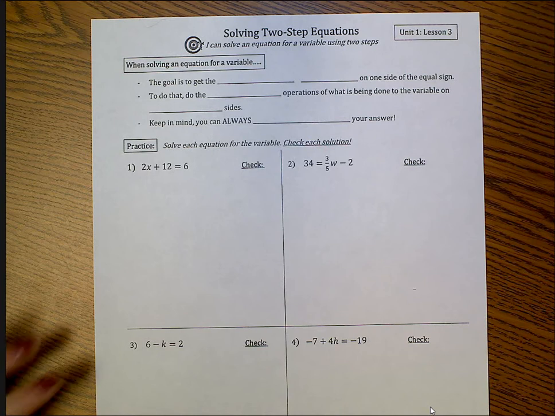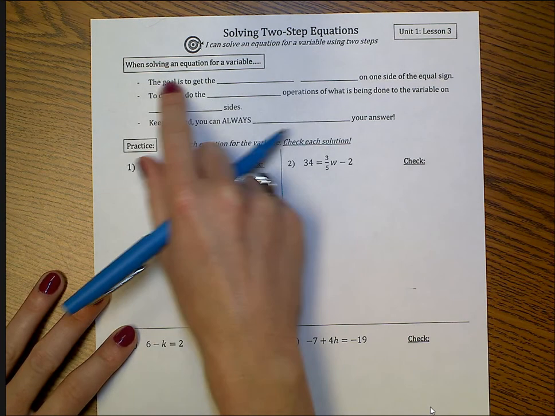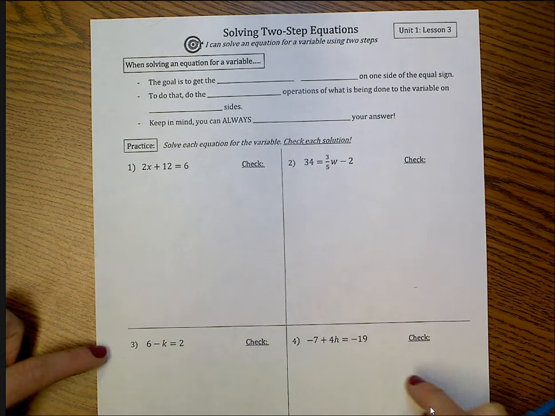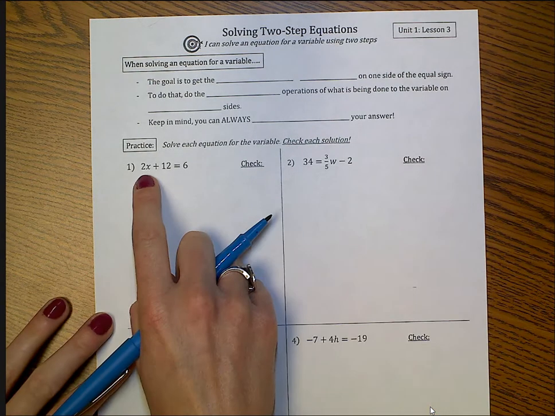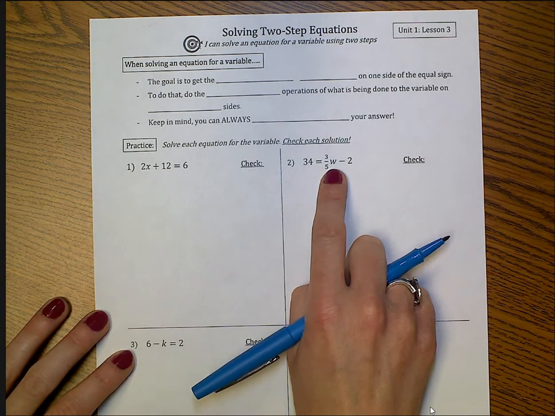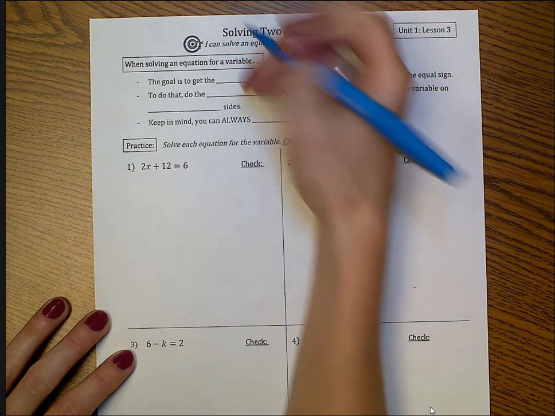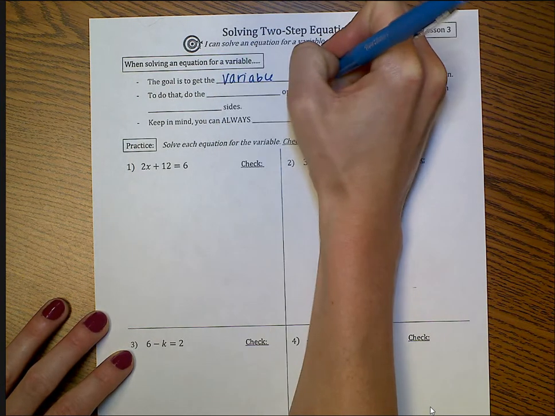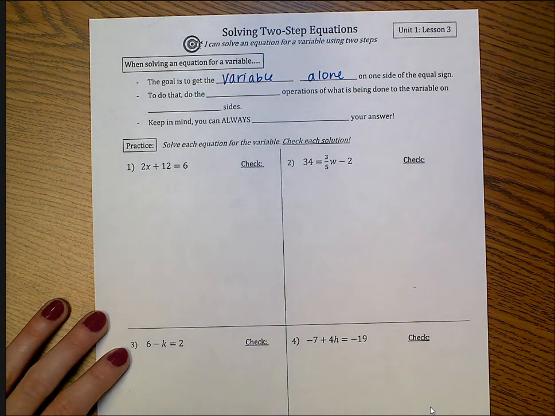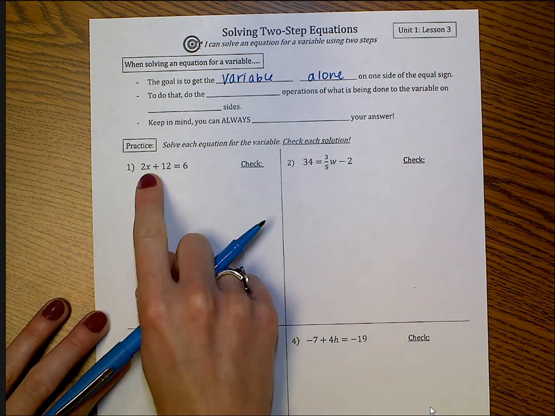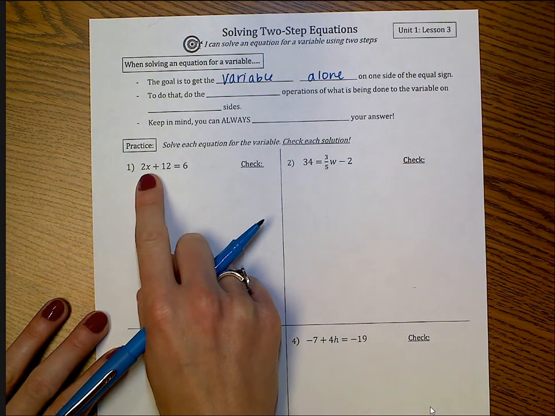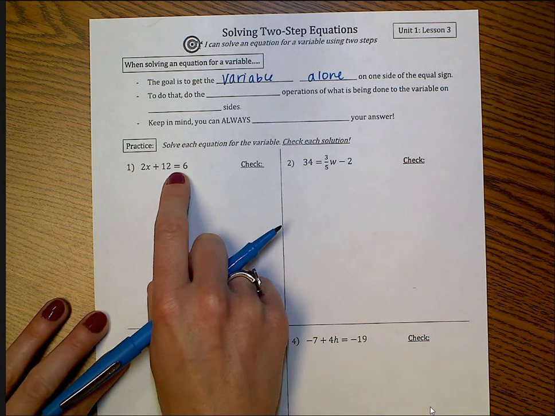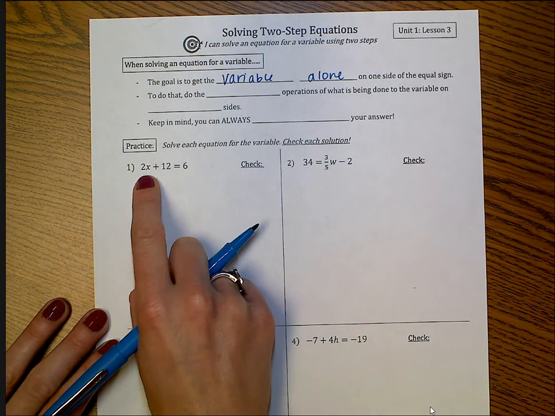Now, when you're solving an equation for a variable, that is the whole goal here, you guys. You see the examples. All I'm trying to do is solve for x, solve for w. I'm trying to get the variable alone on one side of the equal sign. That is the whole goal. X represents some number. We talked about variables the other day. X represents some number in this equation. It has an equal sign. I want to know what x equals.